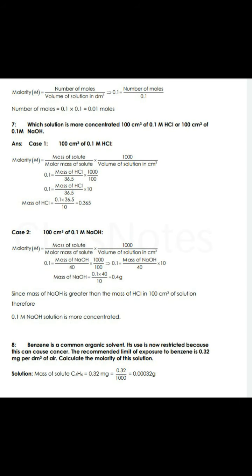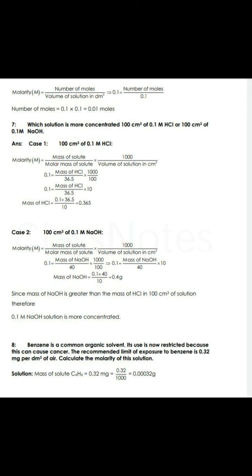Okay, now which solution is more concentrated, 0.1 or 100 cm³ of 0.1 molarity? Same, we will put the values into the formula. Mass of the solute equals molar mass of solute into 1000 by volume of solution in cm³, and we will get 0.365. Since the mass of the sodium hydroxide is greater than the mass of the hydrochloric acid in 100 grams of water, therefore the 0.1 solution is more concentrated due to the mass.